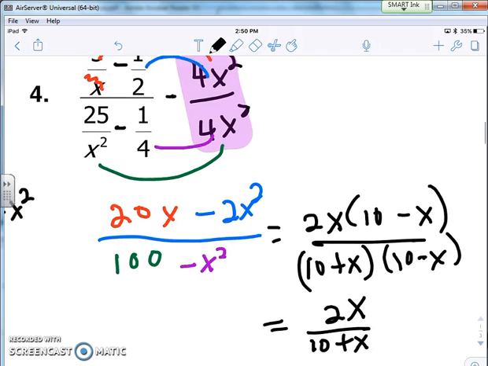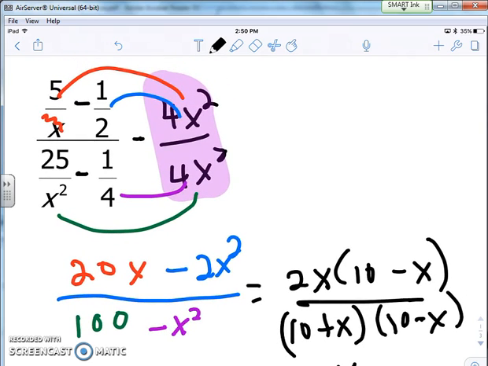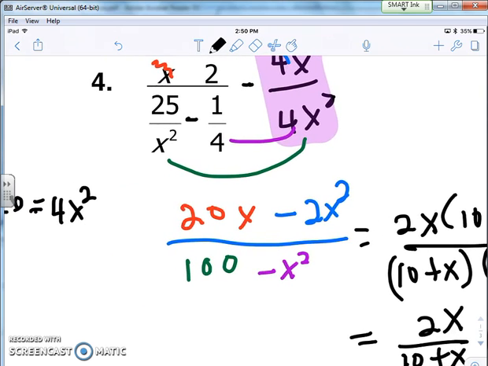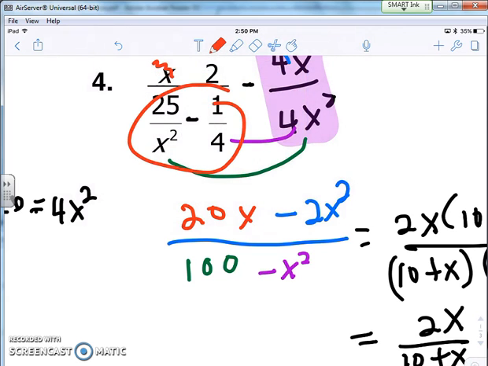Nothing reduces there, we have a binomial on the bottom. It does not reduce with a monomial. In terms of restrictions, we see the 5 over x says x cannot be 0. Same thing with the 25 over x squared. And we need to know when that whole denominator is going to be 0. So when is this turkey 0?